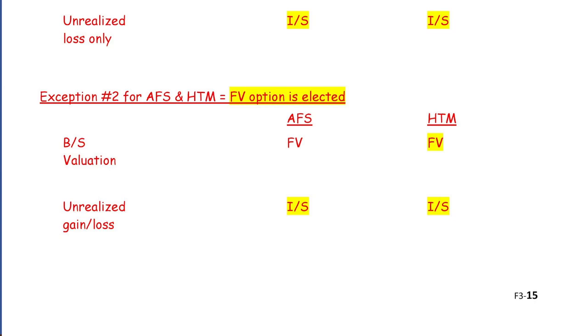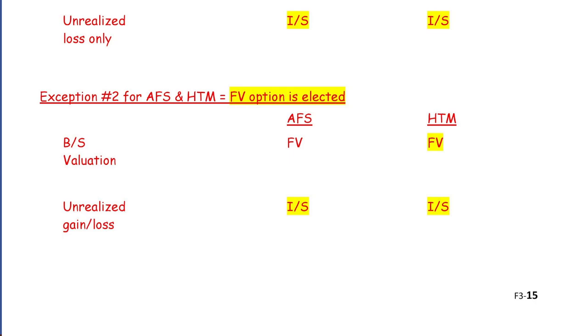So guys, one final recap before we move on. When you look at trading debt securities, they are recorded at fair value on the balance sheet, and any gains or losses, realized or unrealized, is recorded on the income statement. Now, available for sale debt securities and held to maturity debt securities are accounted for similar to those trading securities if any of the exceptions apply.